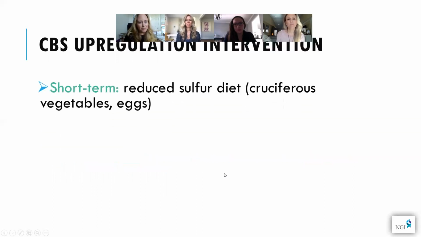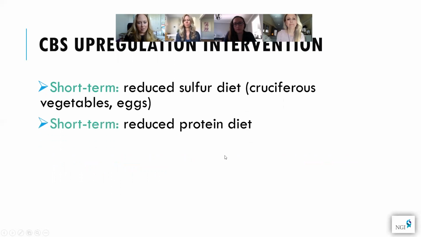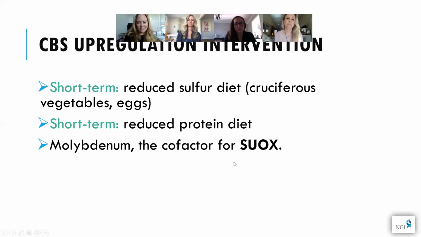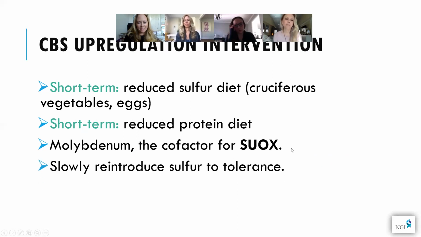All right, so the intervention. I'm going to have Michelle go ahead and talk about this, since she talks about it in our GeneBite. So Michelle. Sure. This is just for a short period of time because sulfur is important. This is not a long-term diet. This can be anywhere from 2 days to 2 weeks until we get this under control.